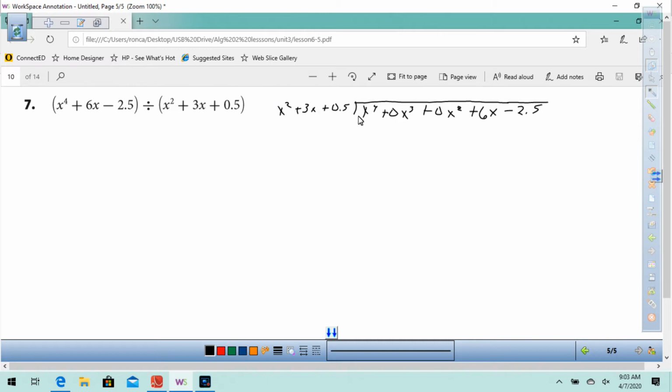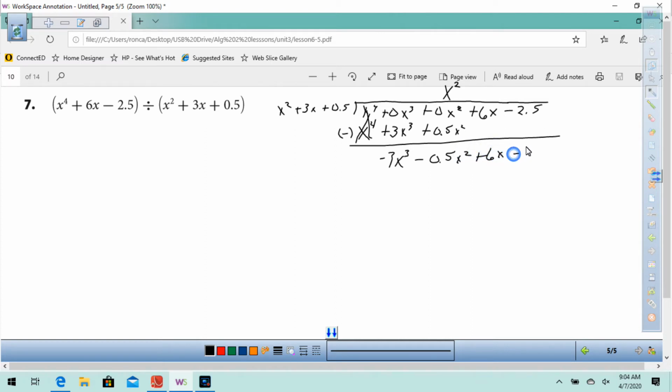All right, so I need to make this x squared into x to the 4th, so I'm going to multiply it by x squared. X squared times x squared is x to the 4th. X squared times 3x is plus 3x cubed, and then plus 0.5x squared. Subtract the second line from the first. Those cancel out. 0 minus, so I got negative 3x cubed. 0 minus, so I got minus 0.5x squared. And I'll bring those down. Plus 6x minus 2.5.